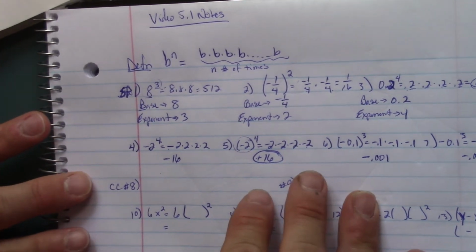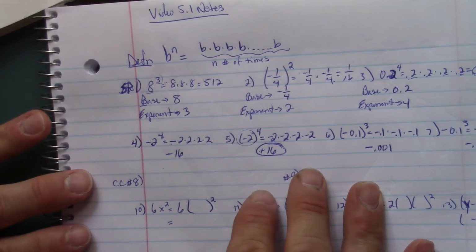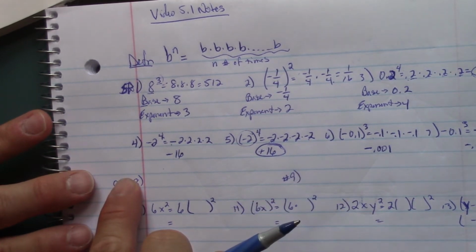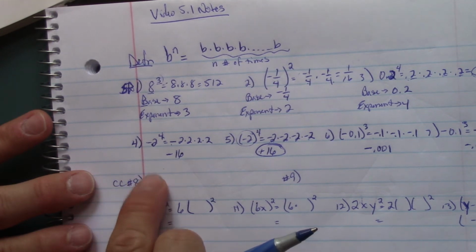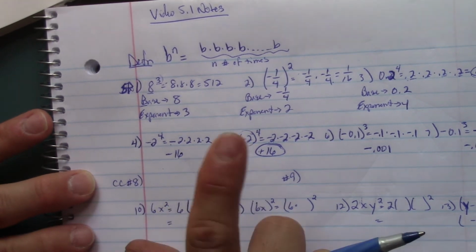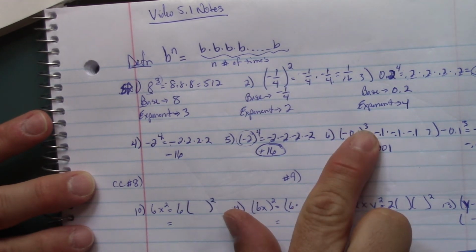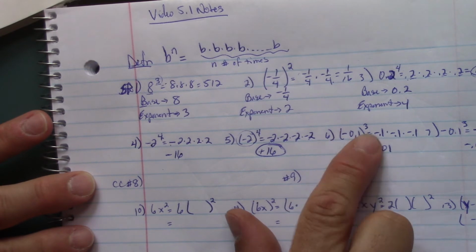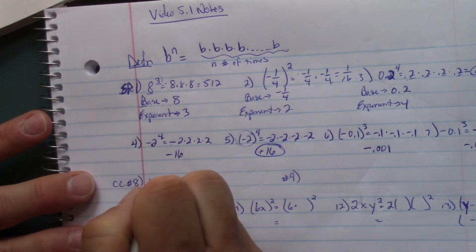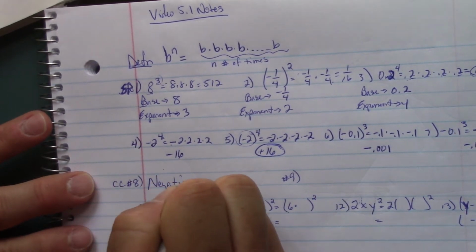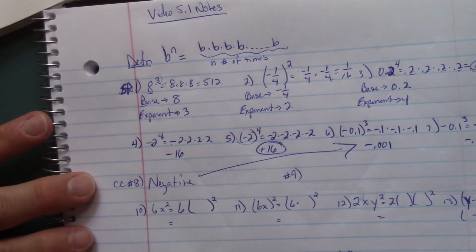So on the side of page 361, there's a concept connections, and here's what it says: will the value of a negative base with an odd exponent be negative or positive? So a negative base with an odd exponent is going to be negative all the time. Okay, and there's my example right there.